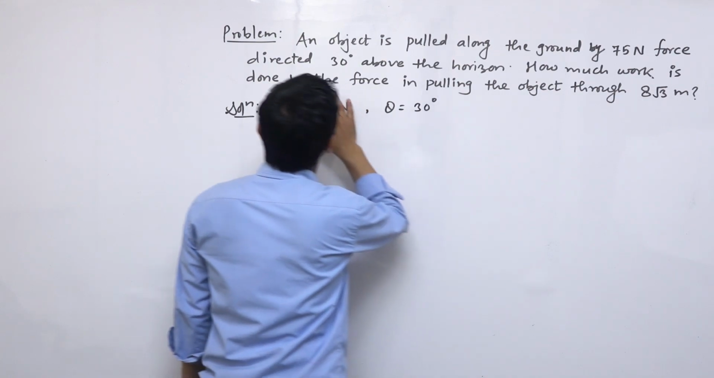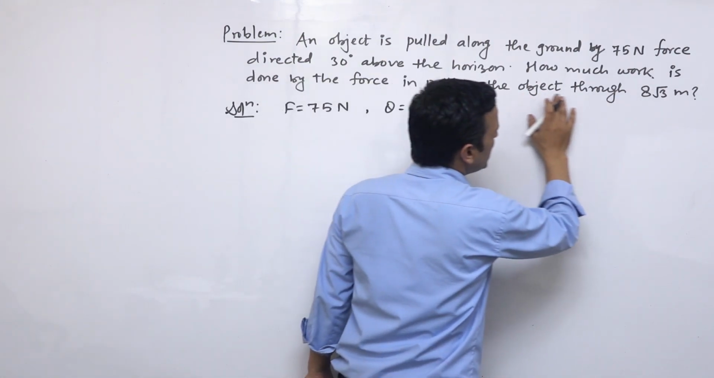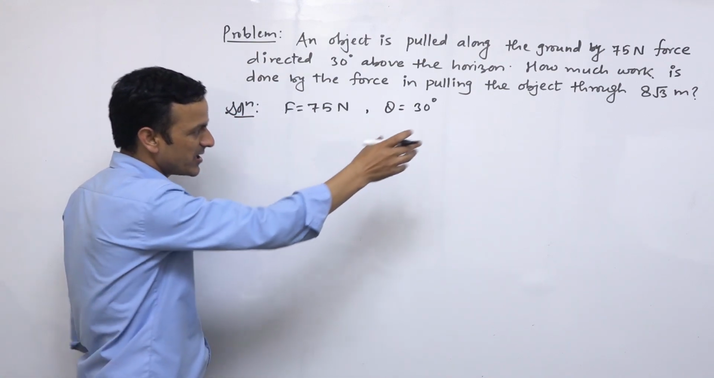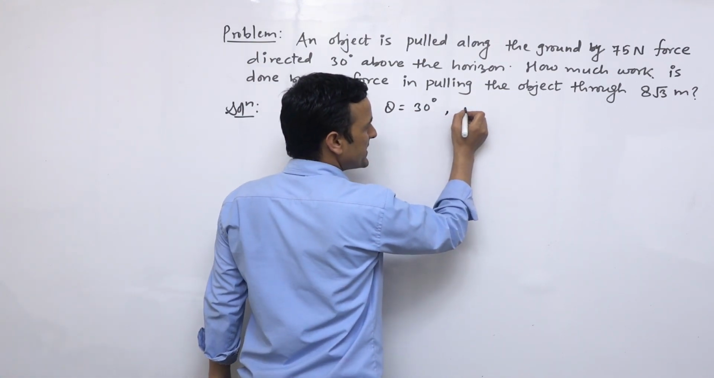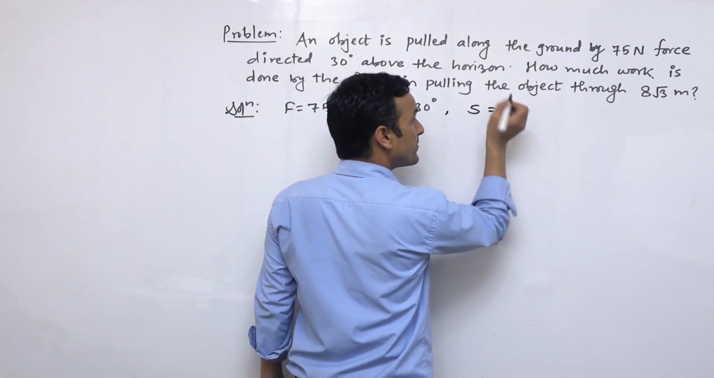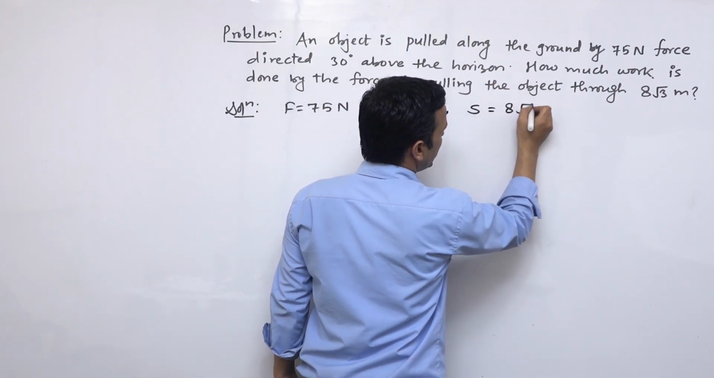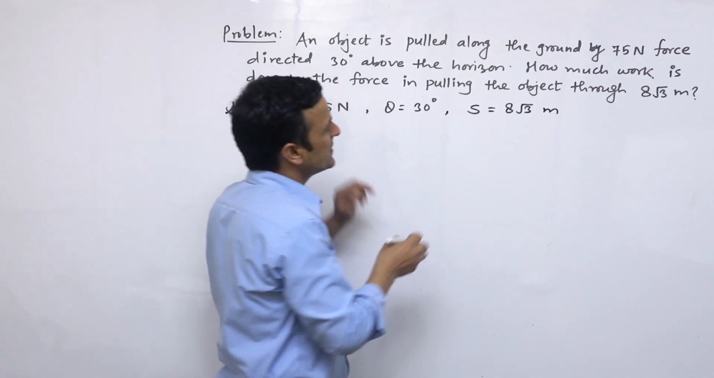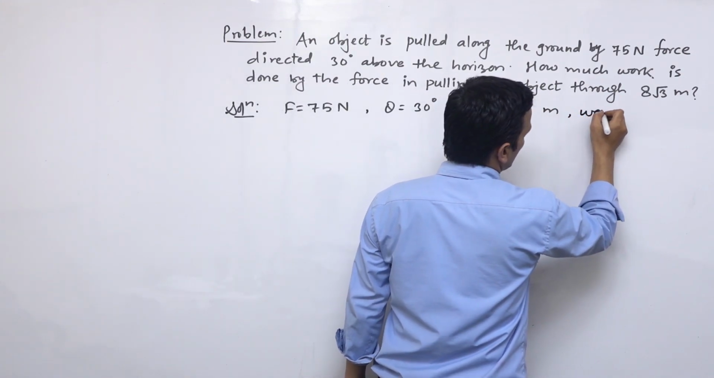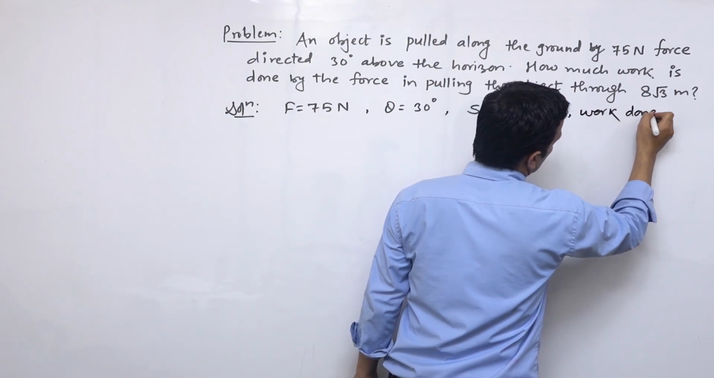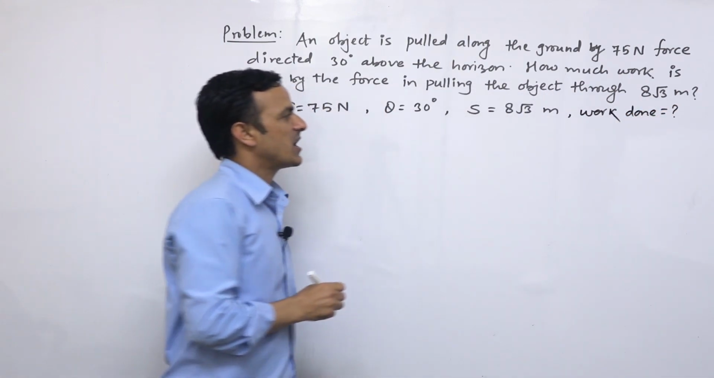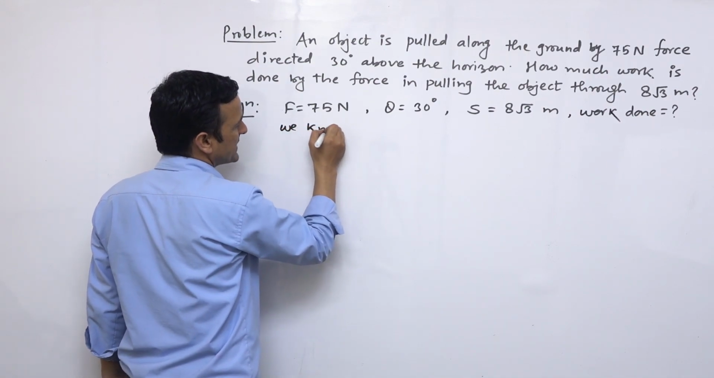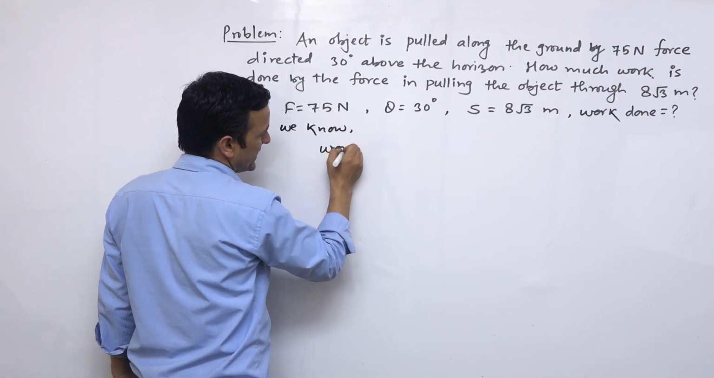How much work is done by the force in pulling the object through 8 root 3 meters? If we have to pull this distance, that means the distance covered by that object is 8 root 3 meter. And we are going to find how much work is done. So work done is equal to what? So this is our question. So how to find? So we know that the formula is work done.